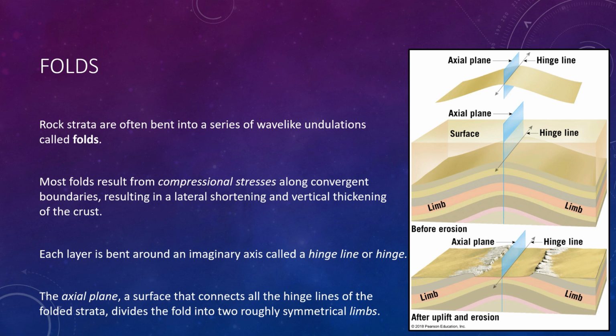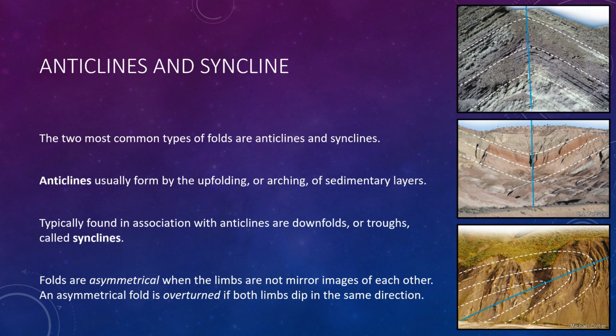So we're going to look at the two main types of folds, anticlines and synclines. The two most common types of folds are the anticlines and synclines. Anticlines are usually formed by the upfolding or arching of sedimentary layers. Typically found in association with anticlines are downfolds or troughs called synclines. The limb of a syncline may also be adjacent to the limb of an anticline. So up top you see an anticline where it's folded upward, and you see the downwarping feature here of a syncline. To remember which is which, I think the letter A points up and down like this, just like the fold that it creates.